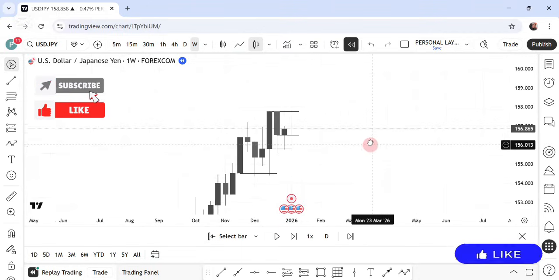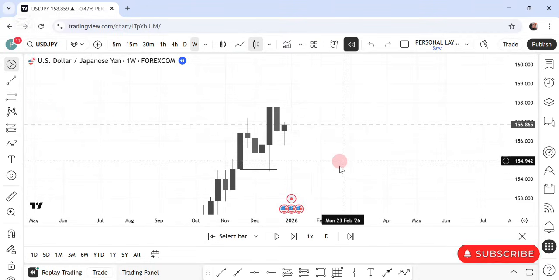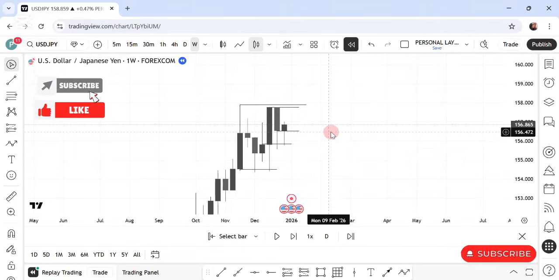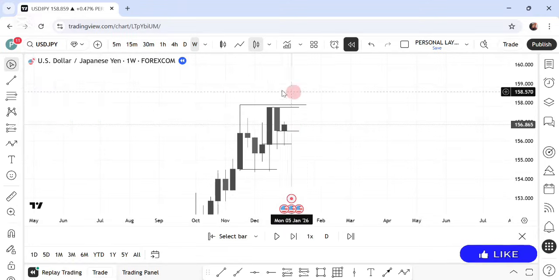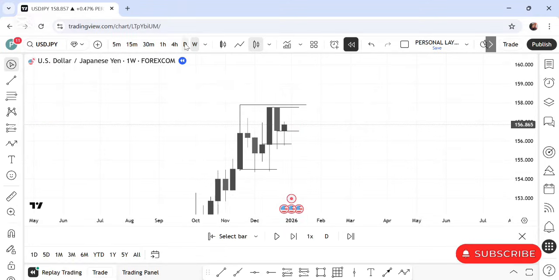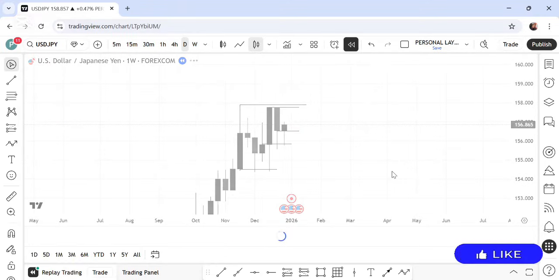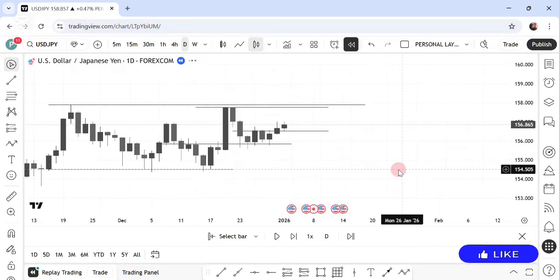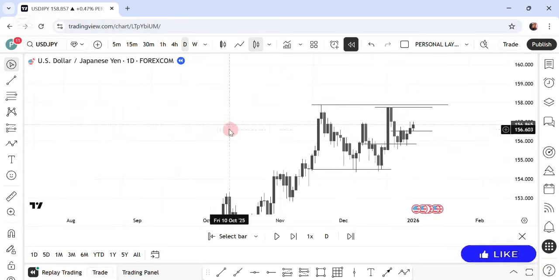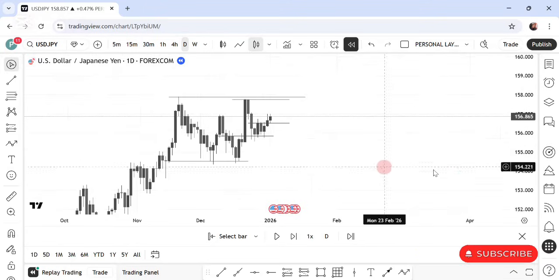So what do we want to do now? When you have something like this, we want to wait for the new week candle to form. So let's go to our daily time frame and see if we can refine any key level on this particular market we have done so far. Currently, this is our daily time frame.